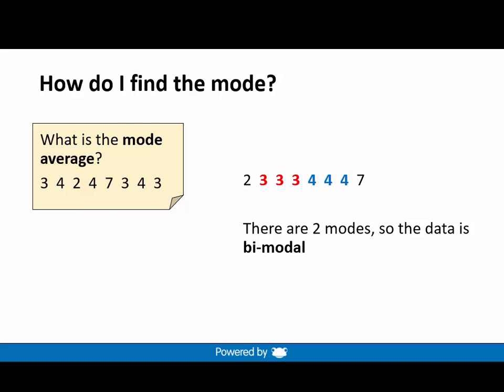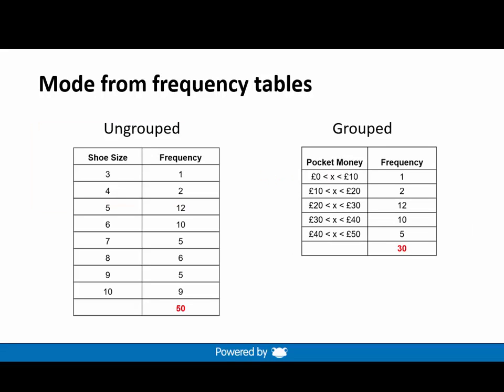It's got 2 modes. If we look at how we calculate modes from frequency tables, looking at ungrouped first, I'm just looking for the most popular one. So I can see that 12 people is the highest, so the mode is 5. If we look at the grouped one, I can see that 12 is the highest class, so the modal class is between £20 and £30.